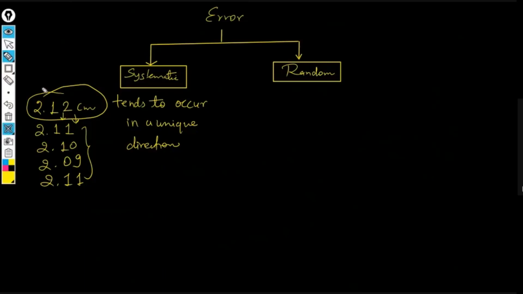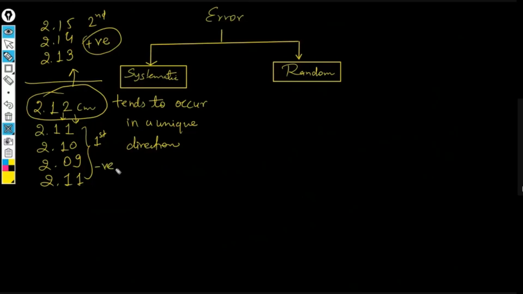It might happen that another student is doing the same experiment. These were the observations of the first student. The second student is doing the same experiment and getting the results 2.13, 2.14, 2.15. Now here the second student is getting values more than the actual value. So either it is completely positive or it is completely negative. I hope you understood the meaning of this unique direction.